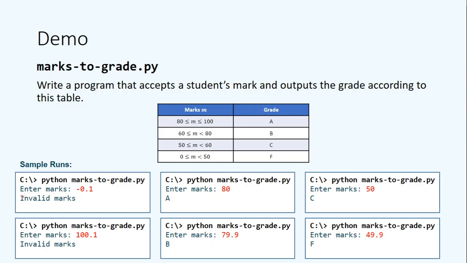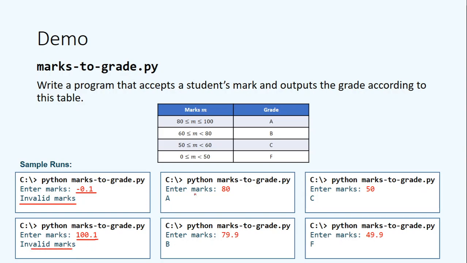Here are the sample runs that show you what to expect from this program. We're going to have a prompt that asks for the marks, and this red number is an input that the user enters. Once you enter this input, because this is a negative value, it's actually invalid marks, so that will be shown by the program. And of course, anything that is more than 100, as you can see here, the user input 100.1, is also invalid marks.